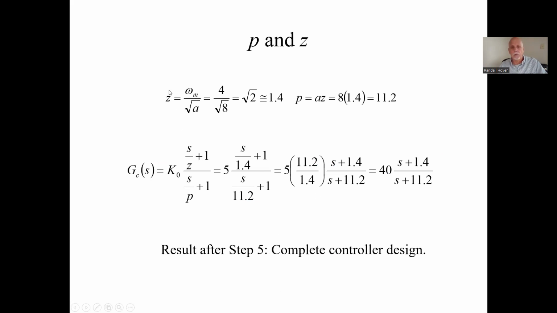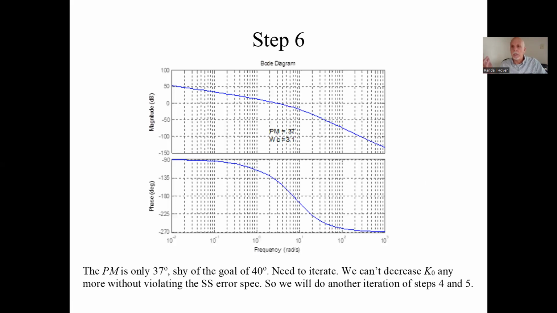Now we can use formulas to find the Z and P. Crank out the formulas. Here is our lead controller based on the numbers. Now all we need to do is check it out with MATLAB. Do we meet the specs? Put it in there, and our phase margin is only 37, not quite 40. Shy of our goal of 40, so we do need to iterate. We can't change the K sub naught without violating the steady state error spec. So we have to repeat the steps where we're finding the P and the Z.